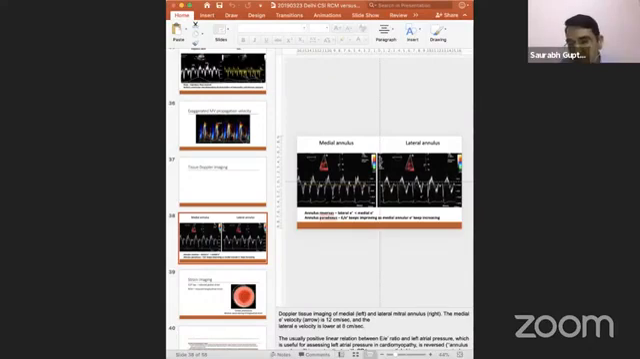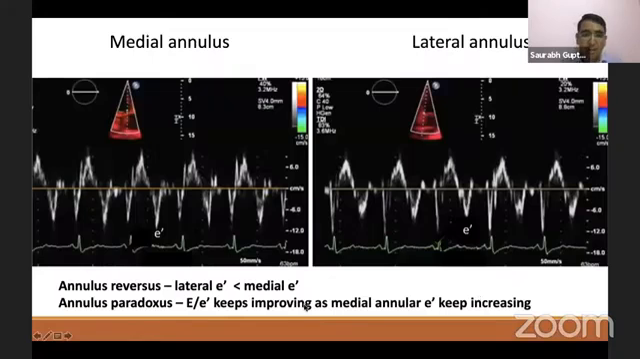So my screen is visible, I guess. Yeah. So one thing is that if the myocardial velocities are reduced, then we are more likely to have restrictive physiology. If it is normal, then constriction is more likely. Then we have to see whether the medial annulus and the lateral annulus are similar or there is a difference in their velocities compared to the normal standards.